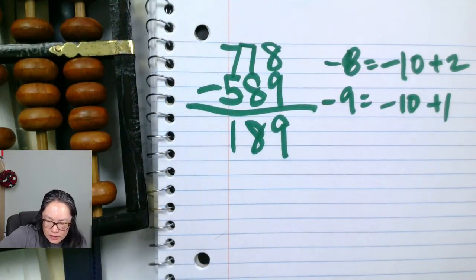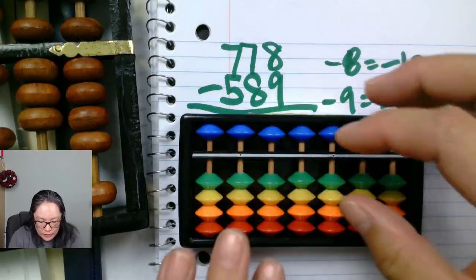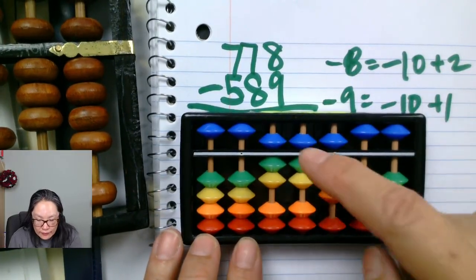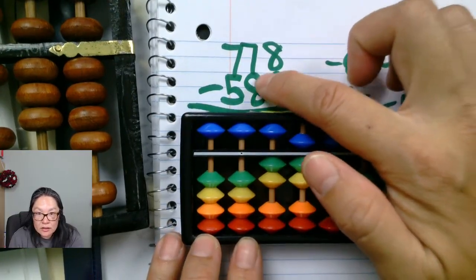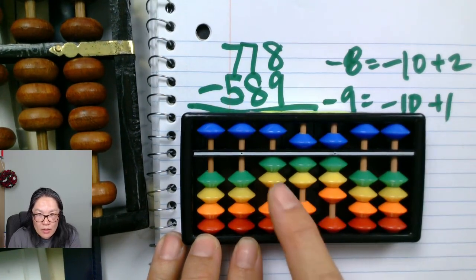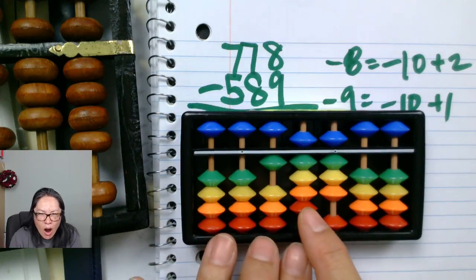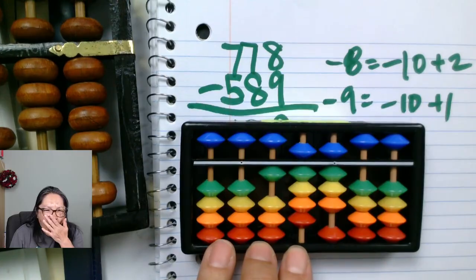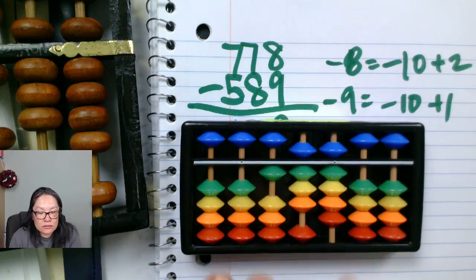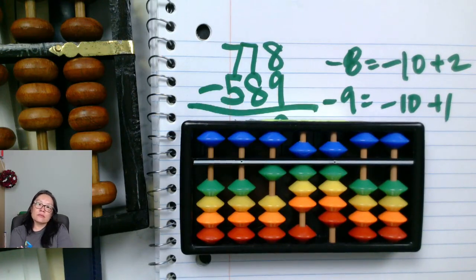Yeah. So we have 778. Take away 5. Take away 8 is minus the 10 plus the 2. Minus the 9. Minus the 10 plus the 1. I think it's the same. The Chinese one and the Japanese one is the same when it comes to this specific problem.